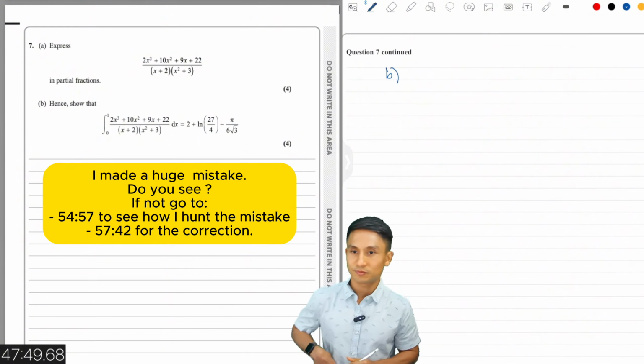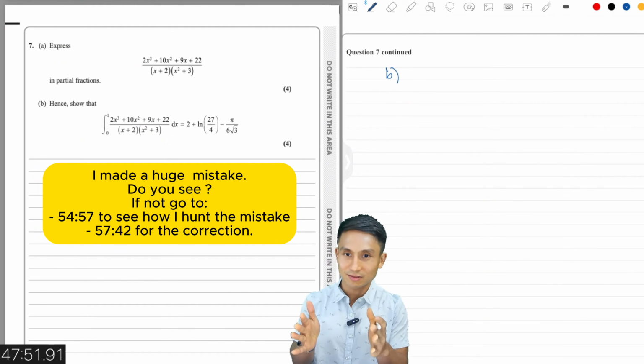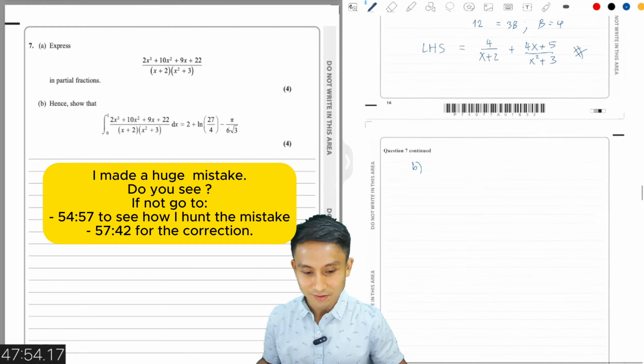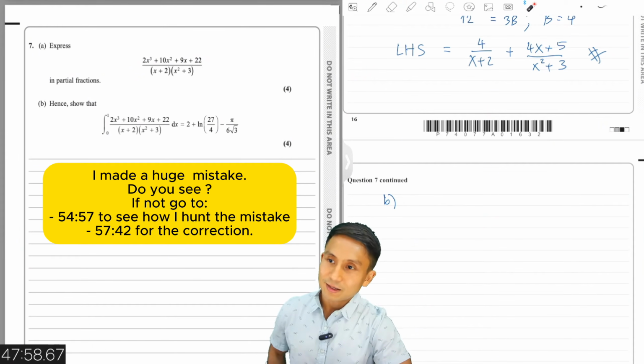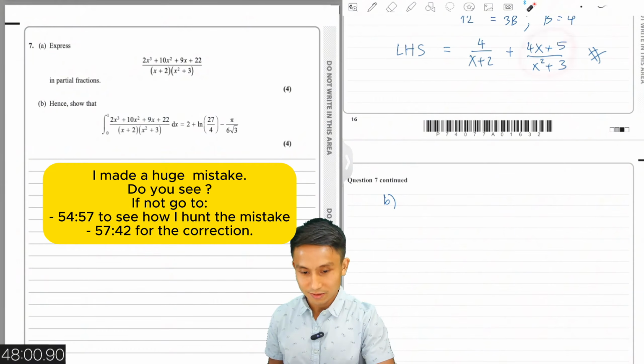Part B. Hence show that if we integrate that, we're going to get that. All right, so that's fine. Well, integrating this is fine, right? You're going to get ln in there. Well, how about integrating this? Well, we need to split it.